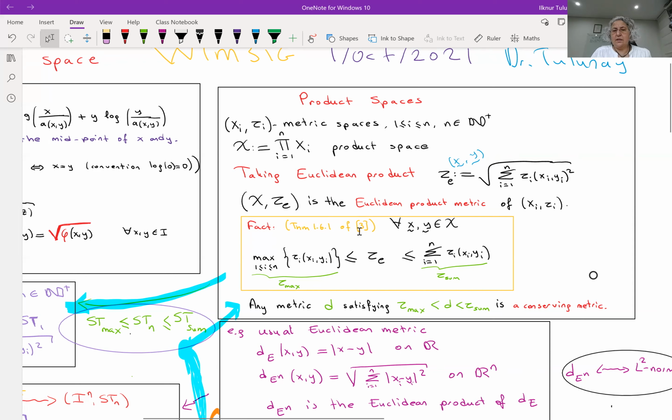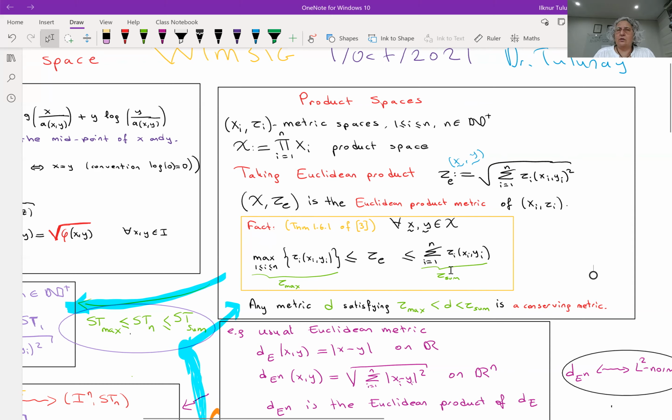For example, this is a theorem 161 of the book Metric Spaces by Ćirić. And this is a product metric. This is another product metric, for example. We are taking the maximum of the values of each metric, and let's call that tau max. And also if you sum up all the metrics in the components, then we will get another product metric, and let's call this product metric tau sum. The theorem says that this inequality holds.